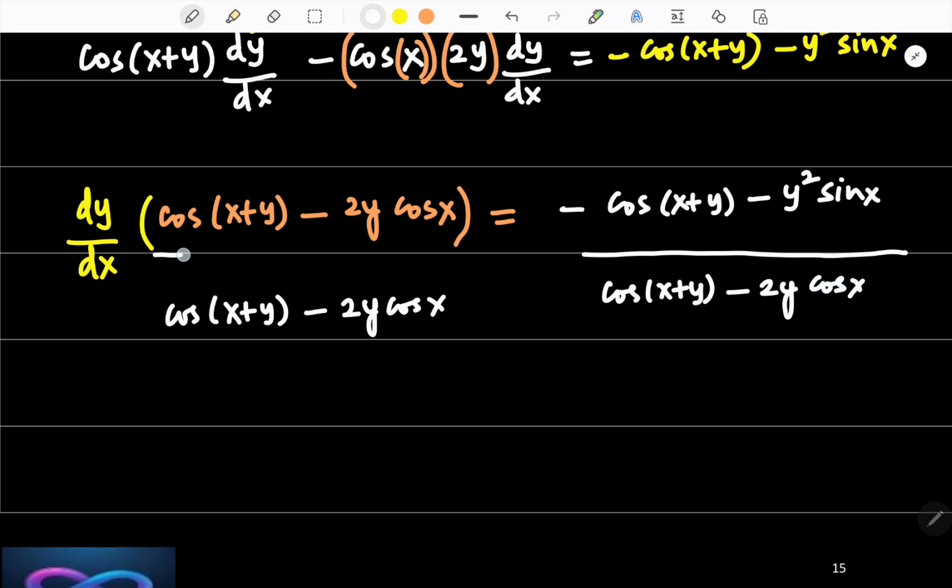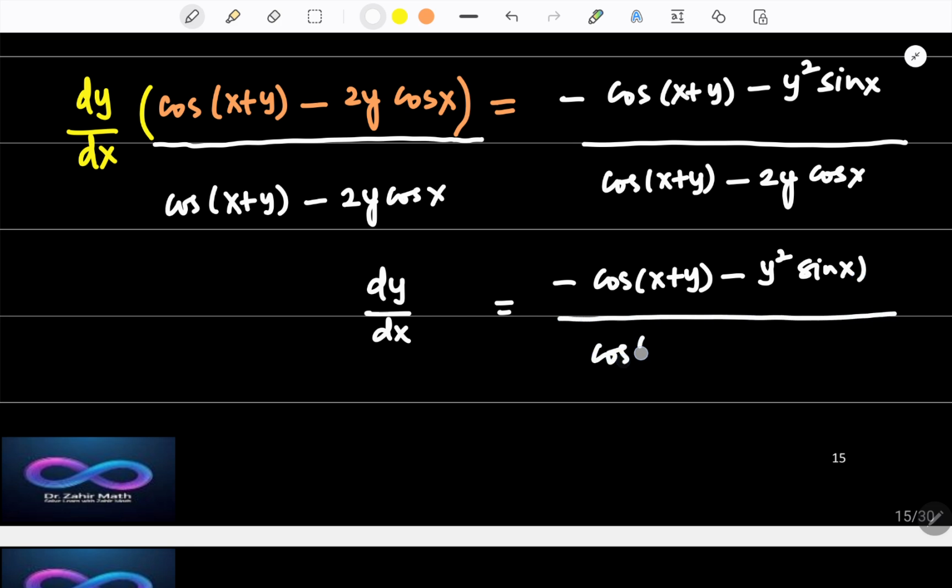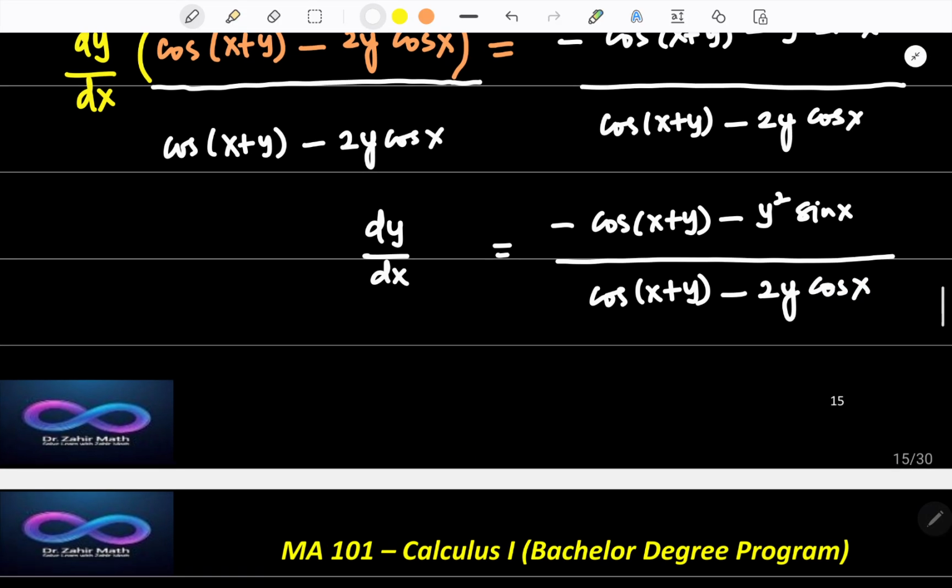Why? Because I'm going to find what? dy by dx. So therefore, my dy by dx is equal to, this gets cancelled, negative cosine of x plus y minus y square sine x, right? Divided by cosine of x plus y minus 2y cosine x. Clear all of you? Right. This is going to become your answer. What is that? Negative cosine of x plus y minus y square sine x over cosine of x plus y minus 2y cosine x is your answer. Keep it in your mind.